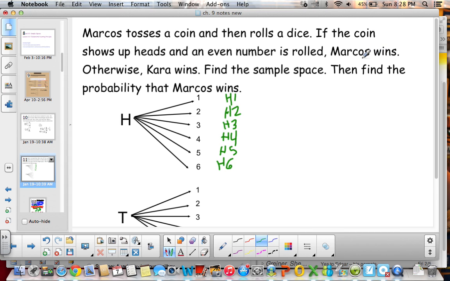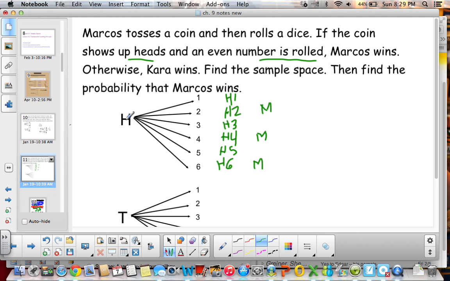So it says if the coin shows up heads and an even number is rolled, Marcos wins. So heads and 2, that's an even number, so Marcos would win. H4, Marcos would win because it's a head and an even number. And H6, Marcos would win.